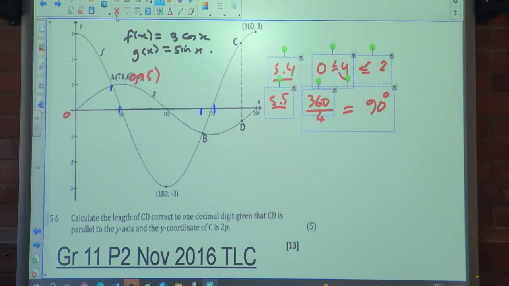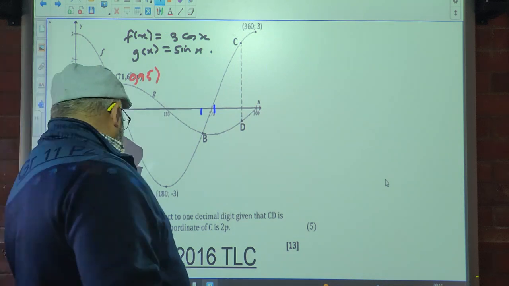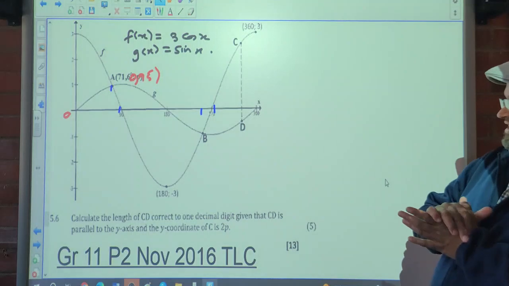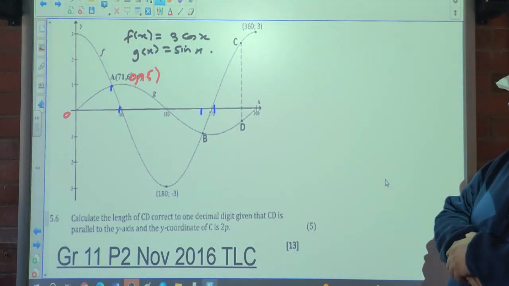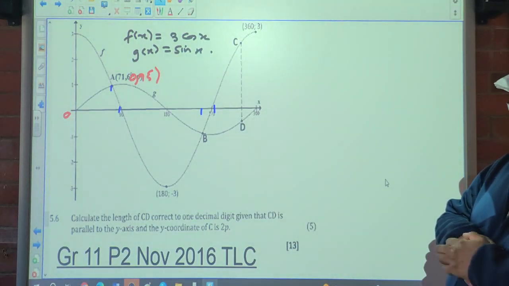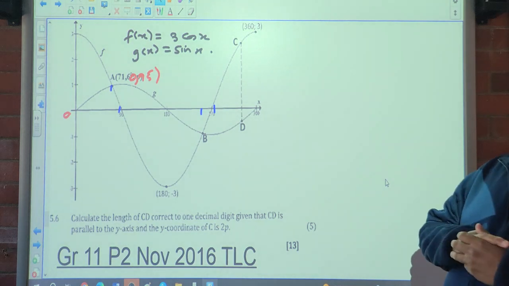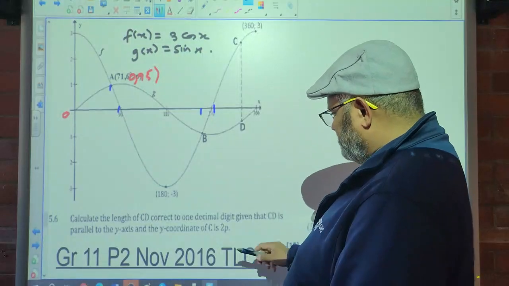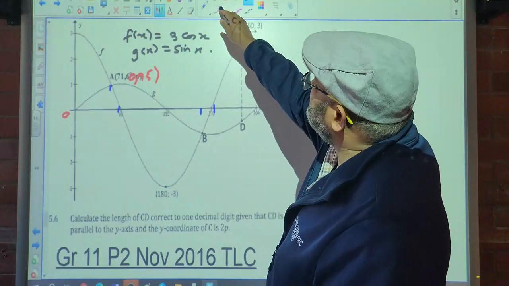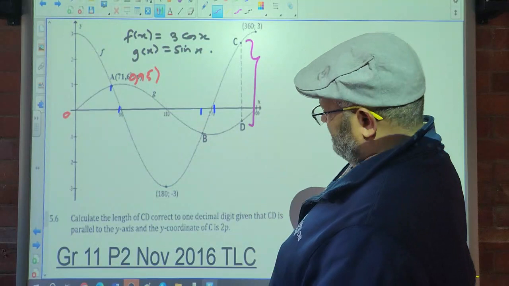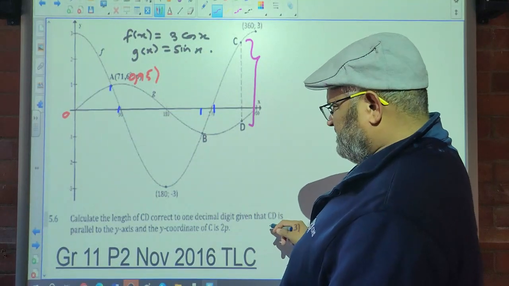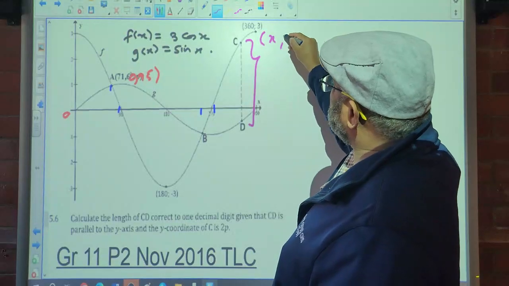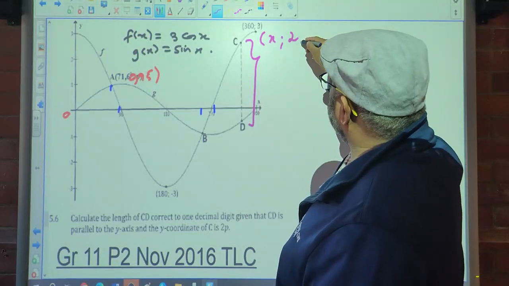In that case, in that year. Okay? Because then let's say calculate the length of CD, correct to one decimal place. Given that CD is parallel to the y-axis and the y-coordinate of C is 2p. Okay, let's say they want to know this distance here. Okay, so the y-coordinate of C. So it's x and some y value, but that is 2p.